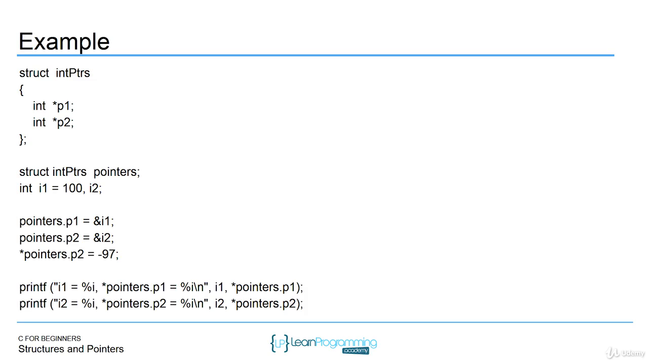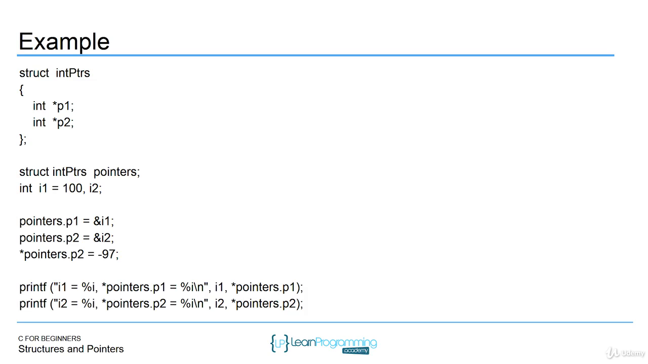Now, if the integer pointers were not integer pointers, but they were character pointers, then you'd have to allocate dynamic memory. So now we just are using integers, so we assign the addresses of the two integers to P1 and P2. We can now say star pointers.p2 equals negative 97.